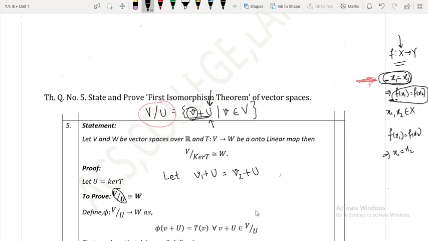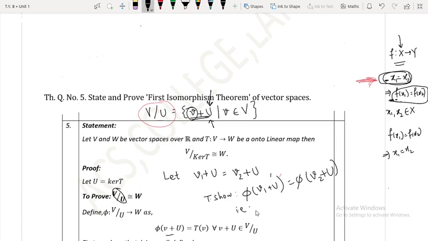Now we have to show that the images are equal. Images in the sense that phi of v1 plus u is equal to phi of v2 plus u. That is what we have to show. Now what is phi of v1 plus u?